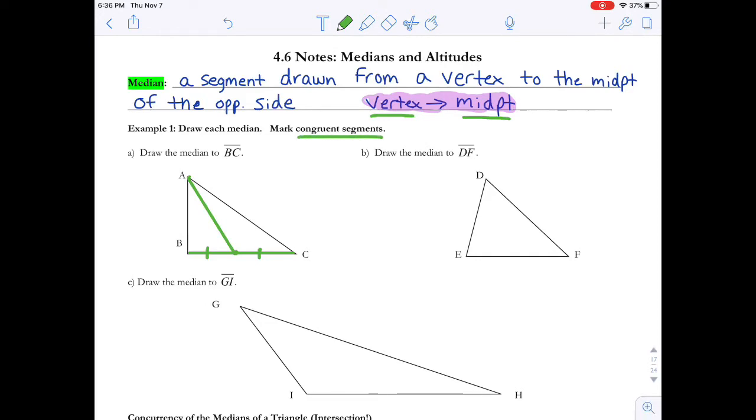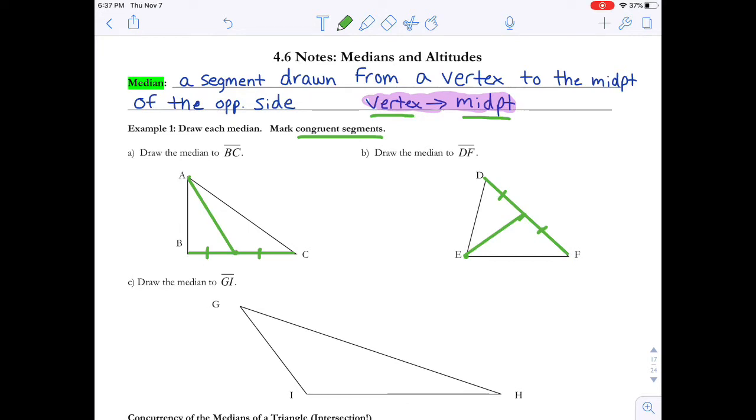Next one is draw the median to DF. So here's DF. We're going to go from the other vertex, so vertex E, to the midpoint of DF, roughly there. And we've created two congruent parts. Now, you're going to do your best. It might not be perfect, but by marking those segments off there, you're marking that they are congruent.